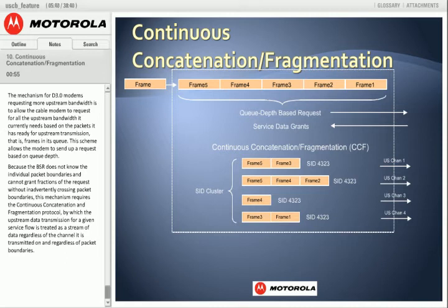Because the BSR does not know the individual packet boundaries and cannot grant fractions of the request without inadvertently crossing packet boundaries, this mechanism requires the continuous concatenation and fragmentation protocol, by which the upstream data transmission for a given service flow is treated as a stream of data regardless of the channel it is transmitted on and regardless of the packet boundaries.